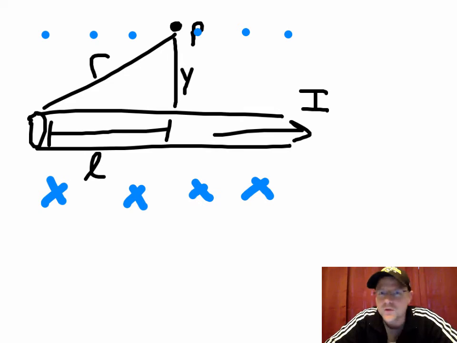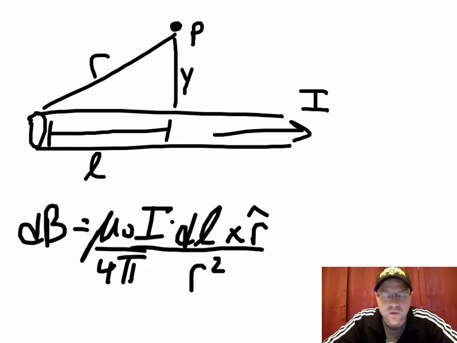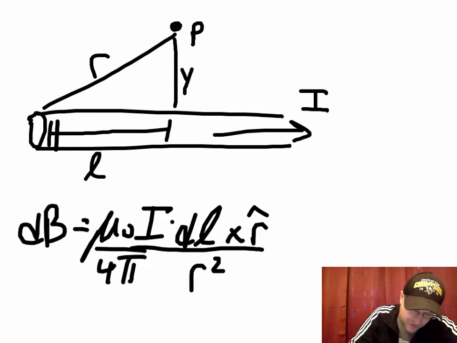The question is, can we use Biot-Savart's law to find the magnetic field strength at that point P based on what they said? So right now, Biot-Savart's law is mu0 I dl cross r hat over 4 pi r squared. Kind of like Coulomb's law, but for magnetic fields along current carrying wires. So the first thing we want to look at is if we want to find the magnetic field due to, say, this little segment of the wire back here, which we'll call dl.